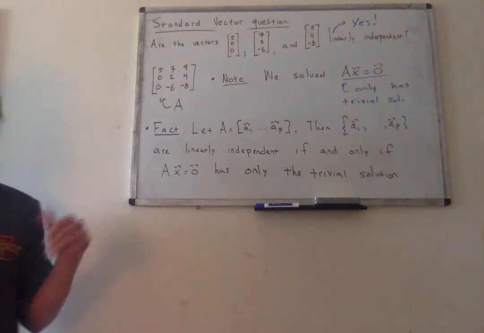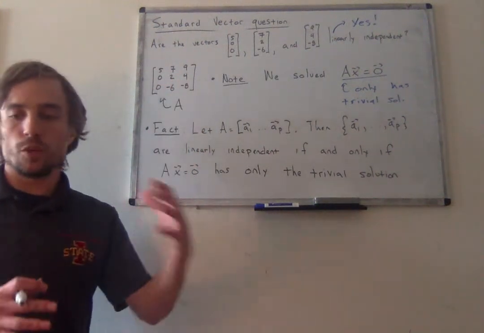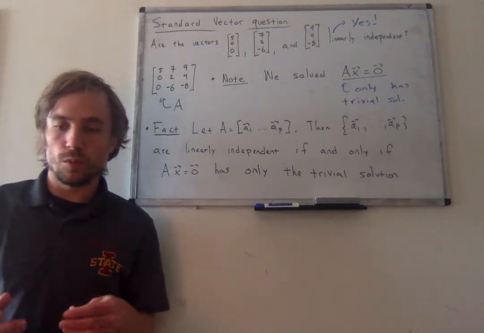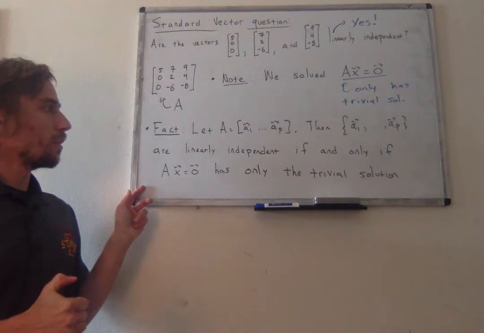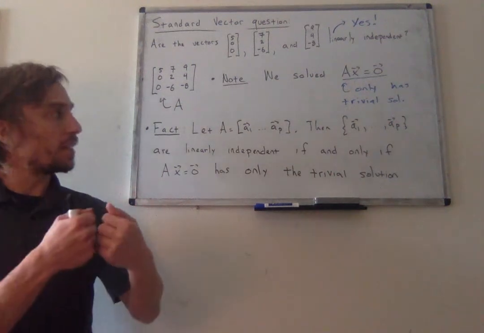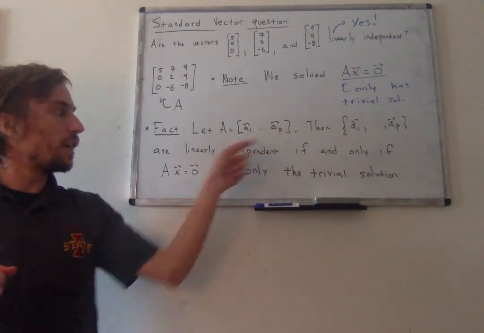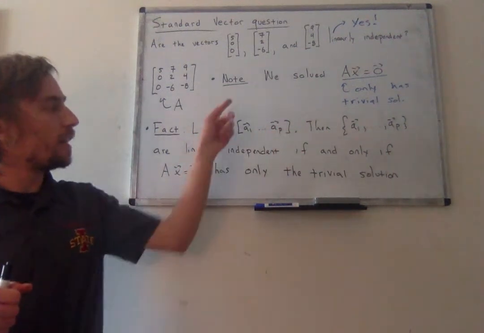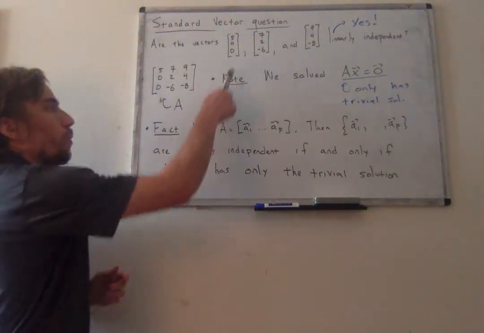So this is just bringing together what we learned in sections 1.5 and 1.7: the columns of a matrix A, when thought of as vectors, and I like to think of it as separating the columns out into separate vectors. This set of vectors is linearly independent if and only if this matrix equation only has the trivial solution, which is what we showed here.